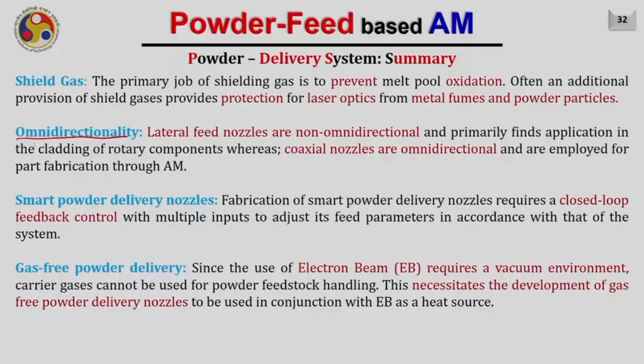Smart powder delivery nozzles are required to be developed in future. Those consist of a closed loop feedback control with multiple inputs to adjust its feed parameters in accordance with that of the system. A gas-free powder delivery is nowadays required to be developed, since the use of electron beam requires a vacuum environment and the carrier gas cannot be used for powder feedstock handling. This necessitates the development of a gas-free delivery nozzle to be used in conjunction with electron beam as a heat source.